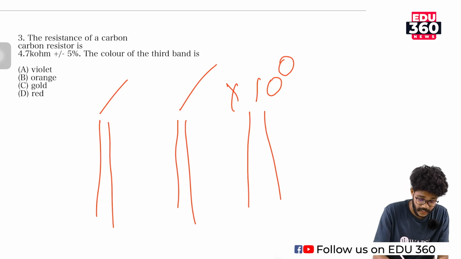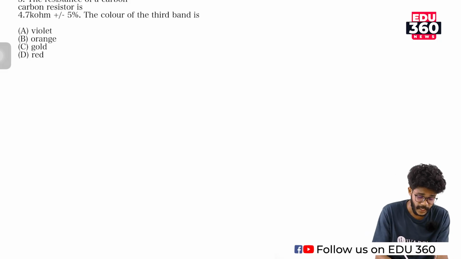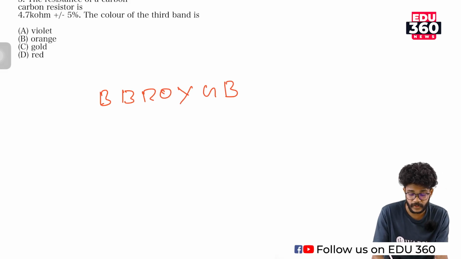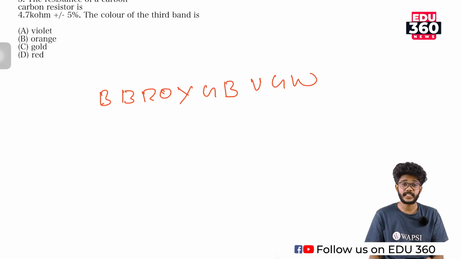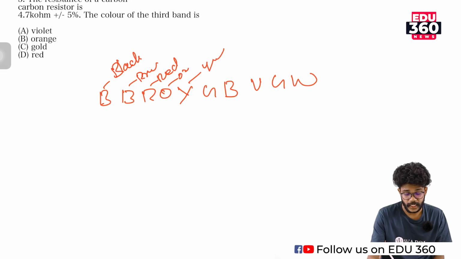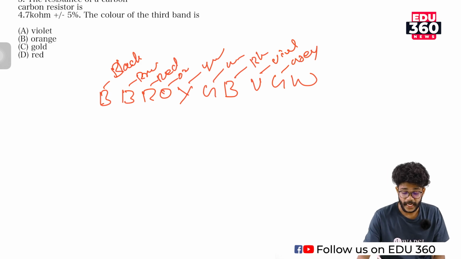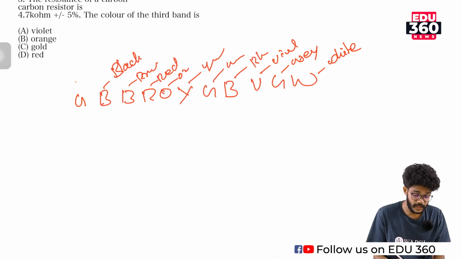I am writing that saying: B.B. Roy, Great Britain, very good wife. What is B? B is black. Black, brown, red, orange, yellow, green, blue, violet, grey. The first G is green and the second G is grey, and the last W is white. And we have gold here as -1 and silver here as -2.